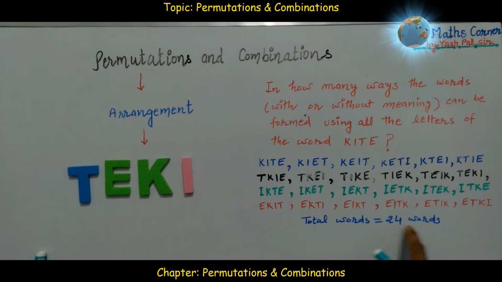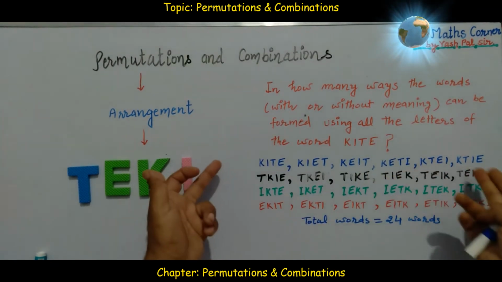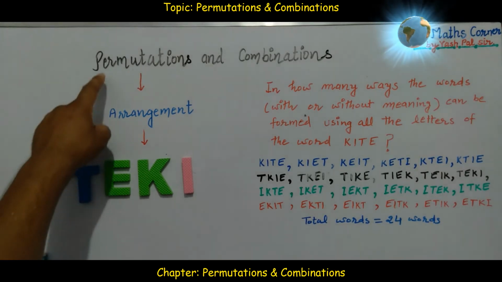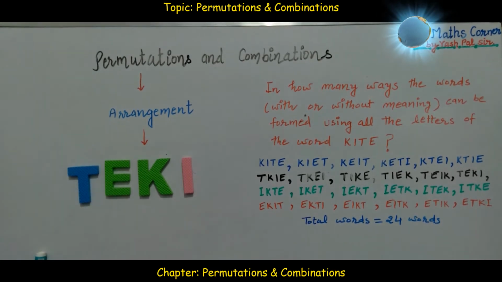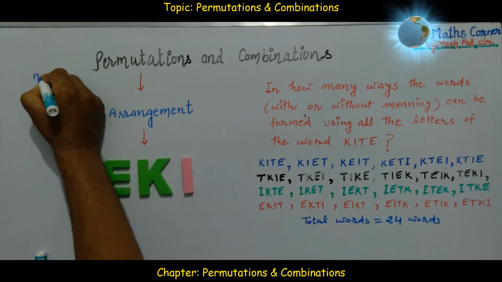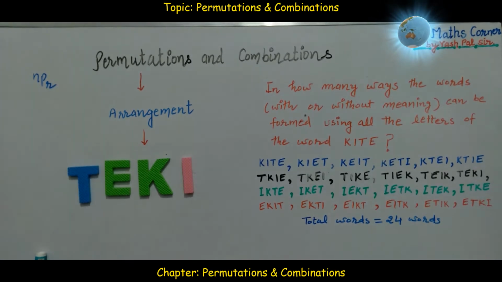Okay, 24 words. But we see that arranging all the letters and writing all the words like this is not so simple. So we need one formula. What is that? That is related to permutation. Here permutation, if we write nPr, this is the formula for permutation.